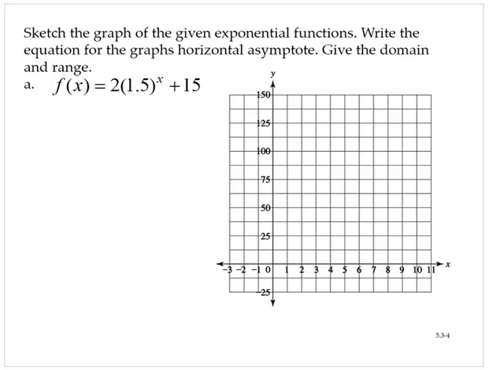Alright, so we're given f of x is equal to 2 times 1.5 to the x plus 15. Now, if we forget about the plus 15, we already know a lot about this. We know that it would be above the x-axis. This part tells us it's above the x-axis and increasing. And we could create a table of values for that.